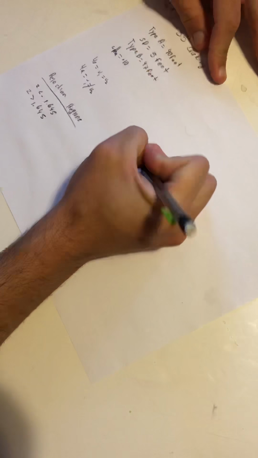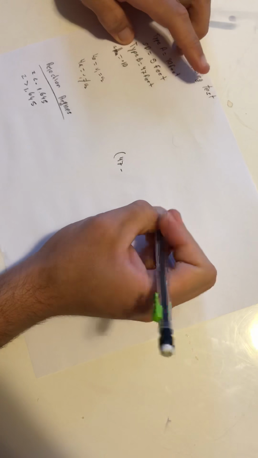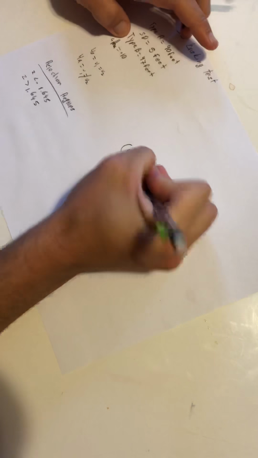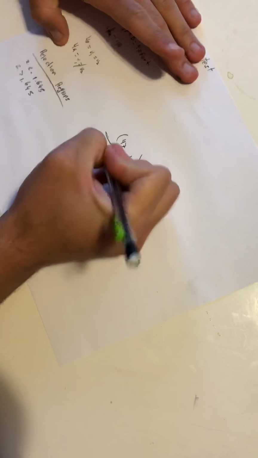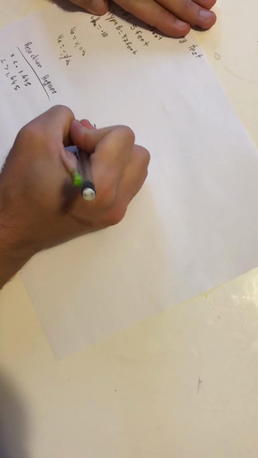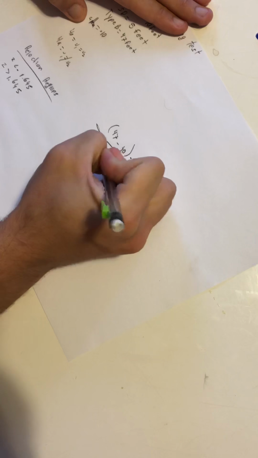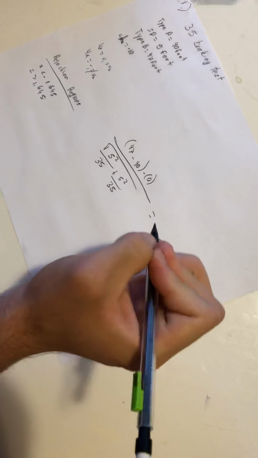47 minus 40, minus 0, all over the square root of 5 squared over 35 plus 5 squared over 35. Now let me just calculate that really quick.